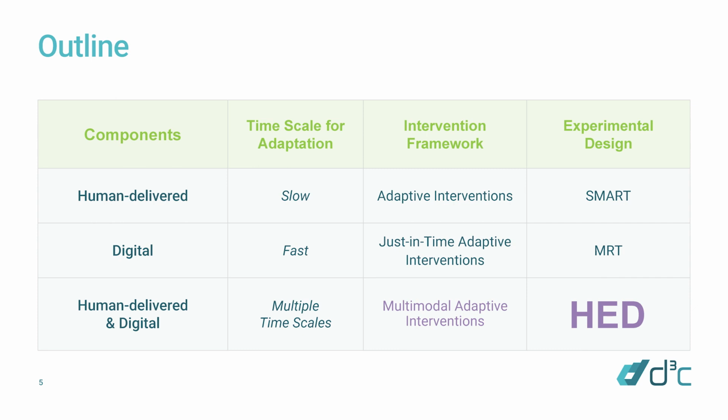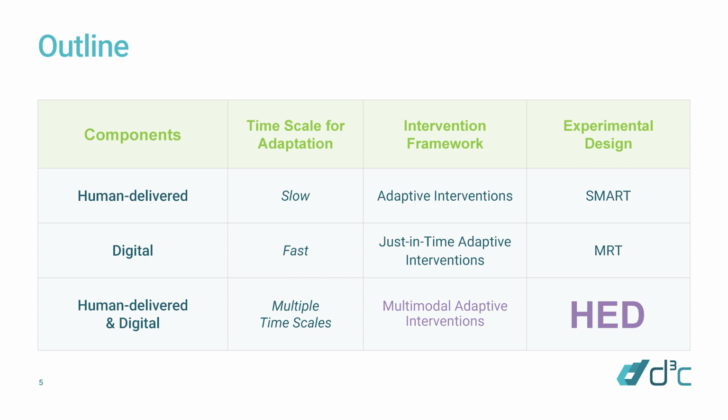The point is that if you have scientific questions about how to best construct a JEDI, there are existing experimental approaches that you can use, such as the MRT, the micro-randomized trial. But what if you want to develop an intervention in which human-delivered and digital components are integrated and they are adapted on multiple timescales, both slow and fast? In other words, what do you do if you want to develop multimodal adaptive interventions? This is why we've been working to develop the hybrid experimental designs.